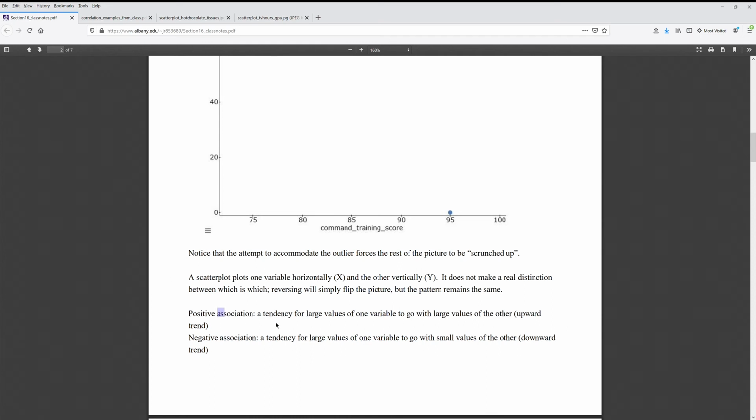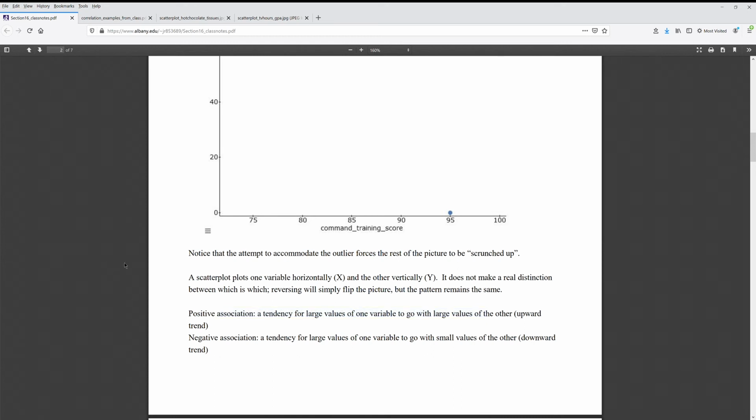Here we go. Positive association is a tendency for large values of one variable to go with large values of the other. They're going in the same direction, an upward trend, if you like. As you look to the right, the dots tend to go upward. Negative association is a tendency for them to go in opposite directions. Large values of one variable go with small values of the other.